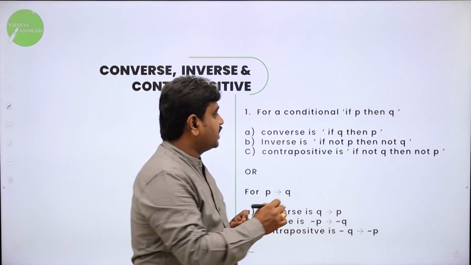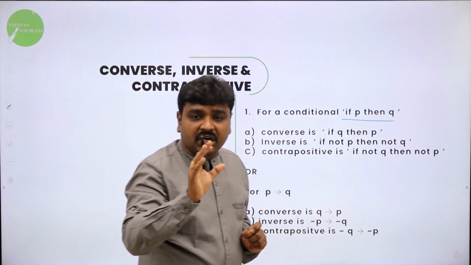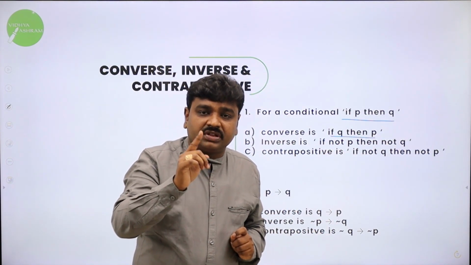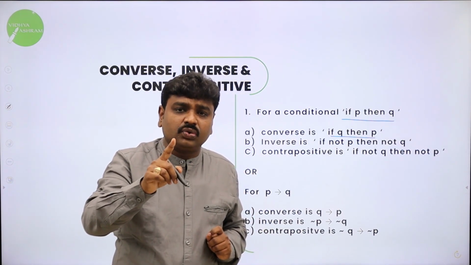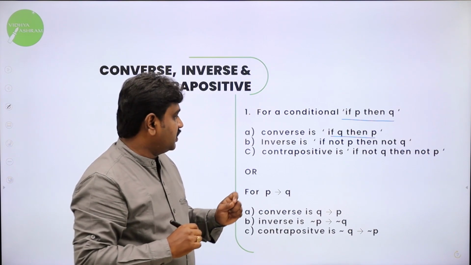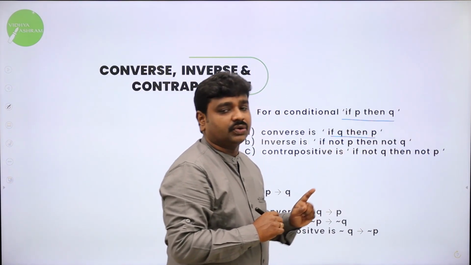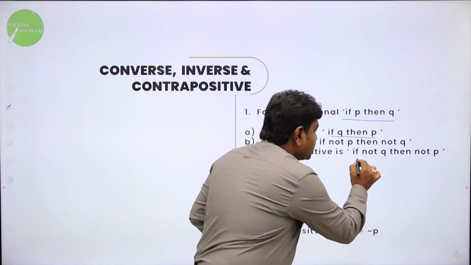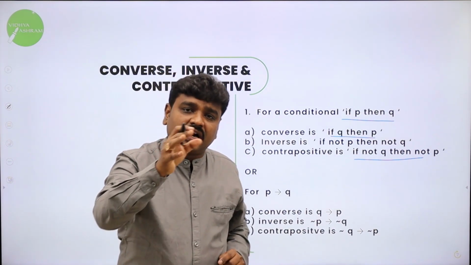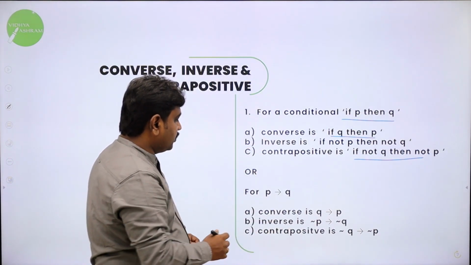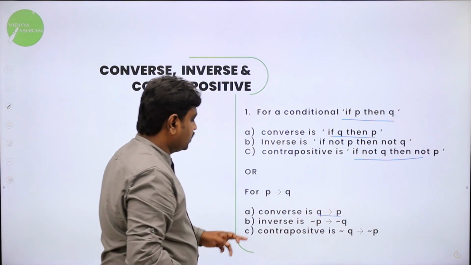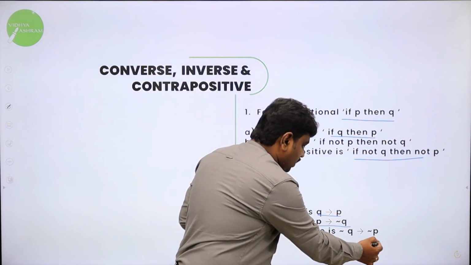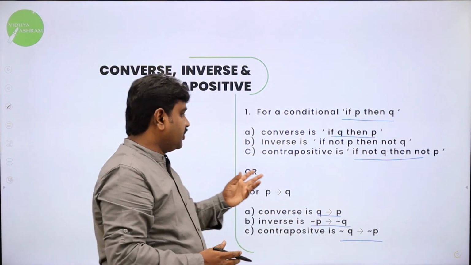When they give a conditional if P then Q, converse is the reverse, if Q then P. And inverse means if not P then not Q, means we should negate this and negate this. Contrapositive is reverse and negate, if not Q then not P. Or symbolically, P implies Q, converse is Q implies P. For P implies Q, inverse is not P implies not Q. Contrapositive is not Q implies not P. Now we will take some examples.